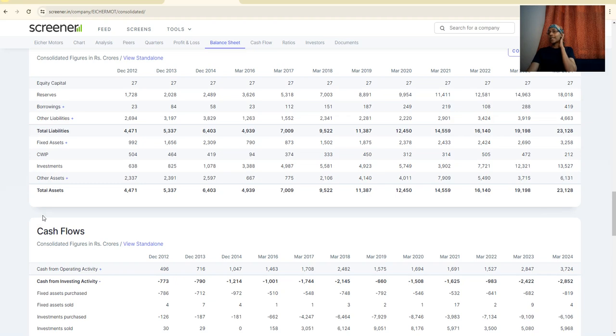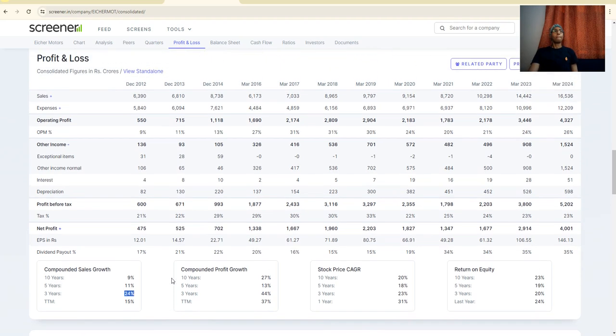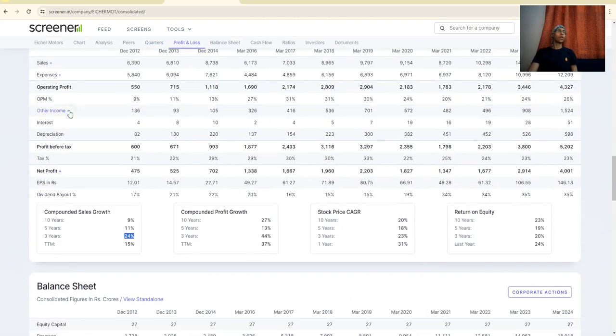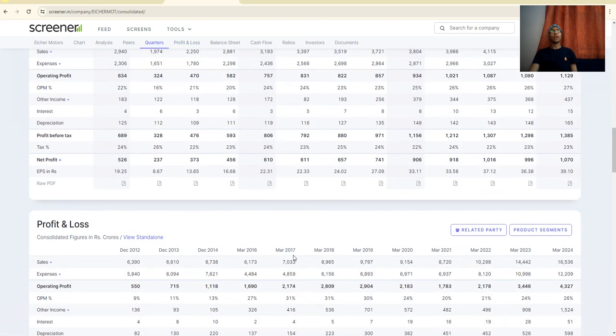But as long as their revenues are growing at a decent rate, you can see their compounded profit growth 10 years is 27%. Their compounded sales growth 5 years is 11%, 3 years is 24%, 10 years is 9%. So initially they were not doing that great, but right now they are figuring things out and they are growing faster and faster, which is a good sign. So they are growing despite not getting opportunities for inorganic or organic growth in that sense. They are still growing. They are upgrading internally with intangible assets and all.